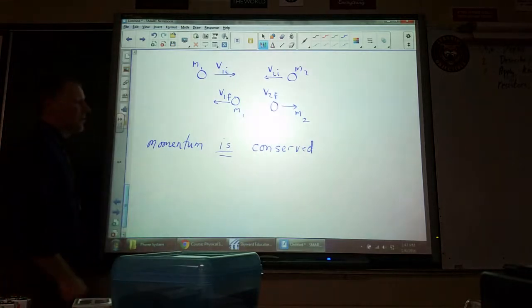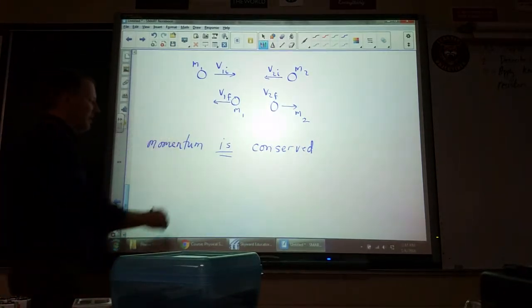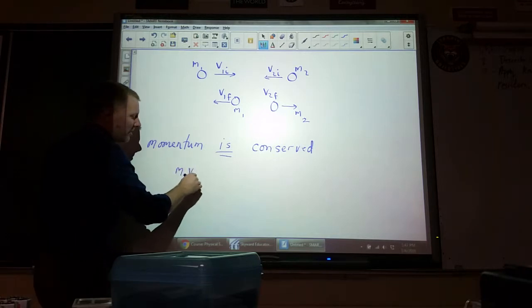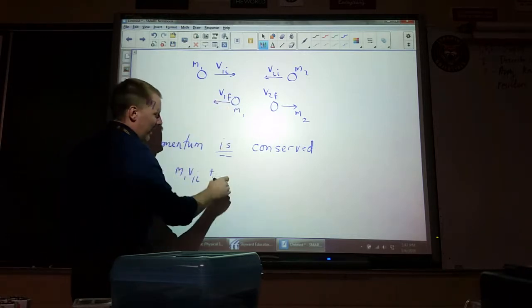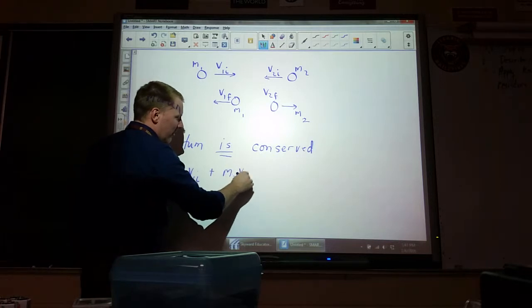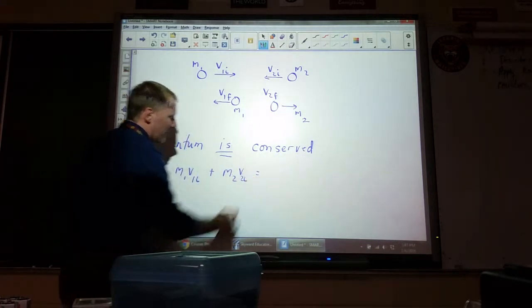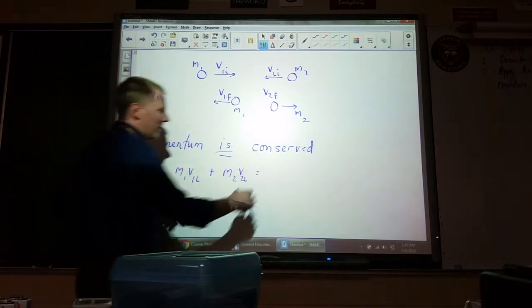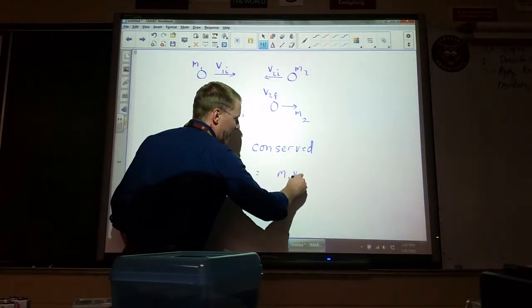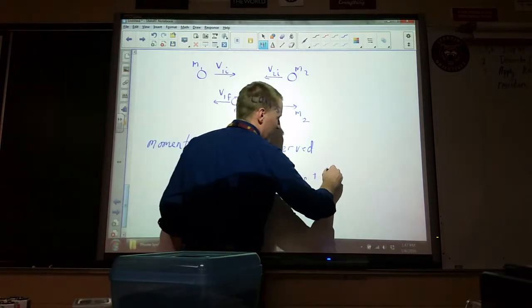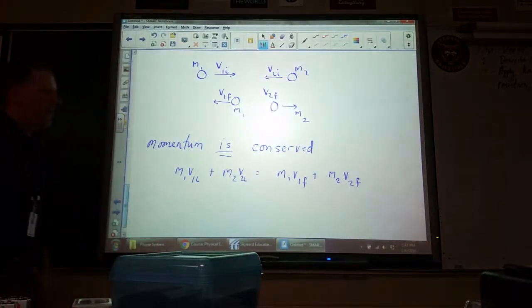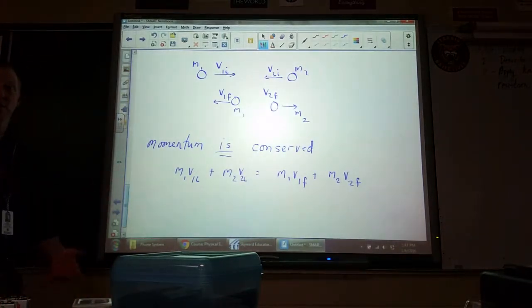So what that means is we can say the momentum before this, which would be the product of the mass and its velocity, and then the other one, must be equal to the sum of those momenta afterwards. So M1 would be moving at V1 final, M2 would be moving at V2 final. So that's got to be true. And they aren't stuck together anymore because they can move off at separate velocities.